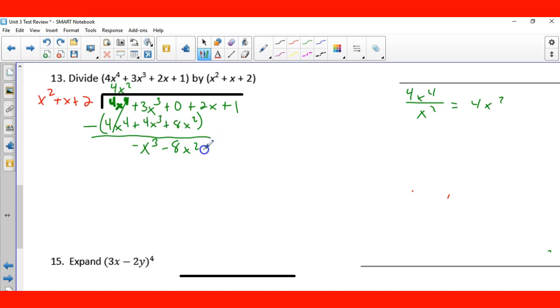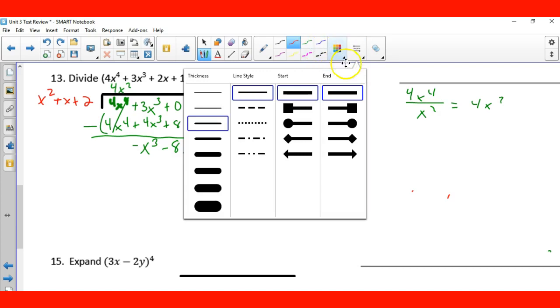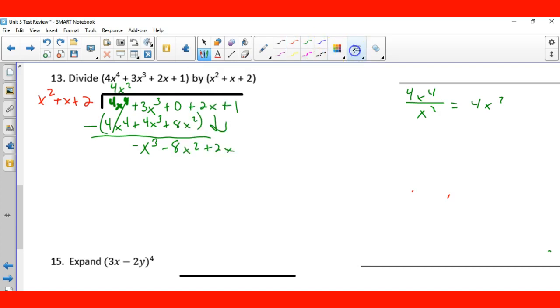Okay. So now I'm going to bring down my next term, which is 2x. Now I want x squared to be negative x cubed. I'm going to multiply that by negative x. Negative x times x squared is negative x cubed. Now, negative x times x is going to be negative x squared. And negative x times 2 is going to be a negative 2x.